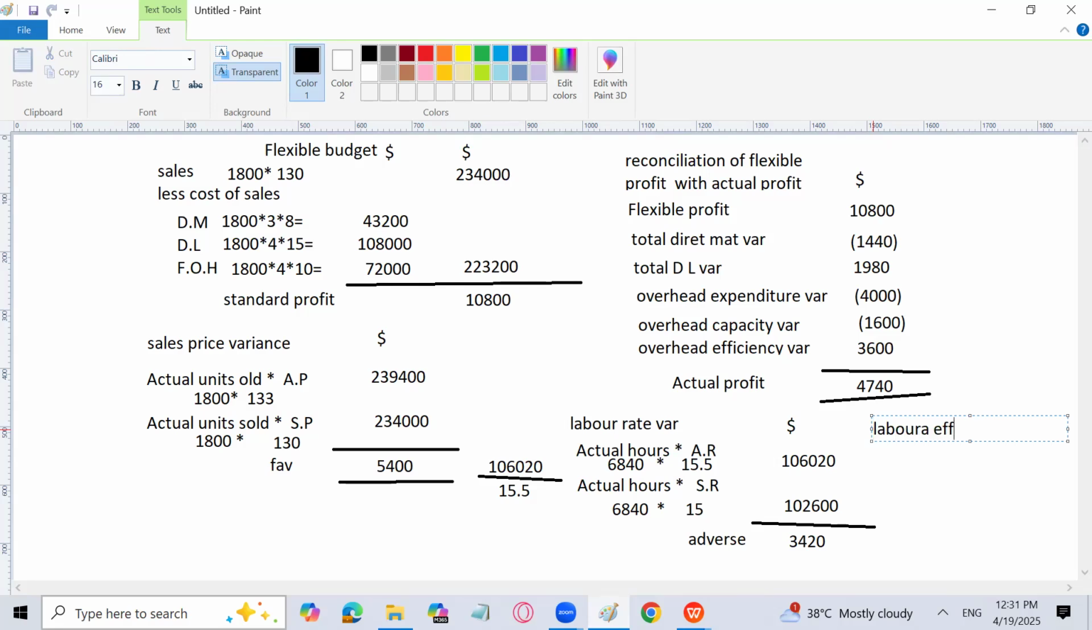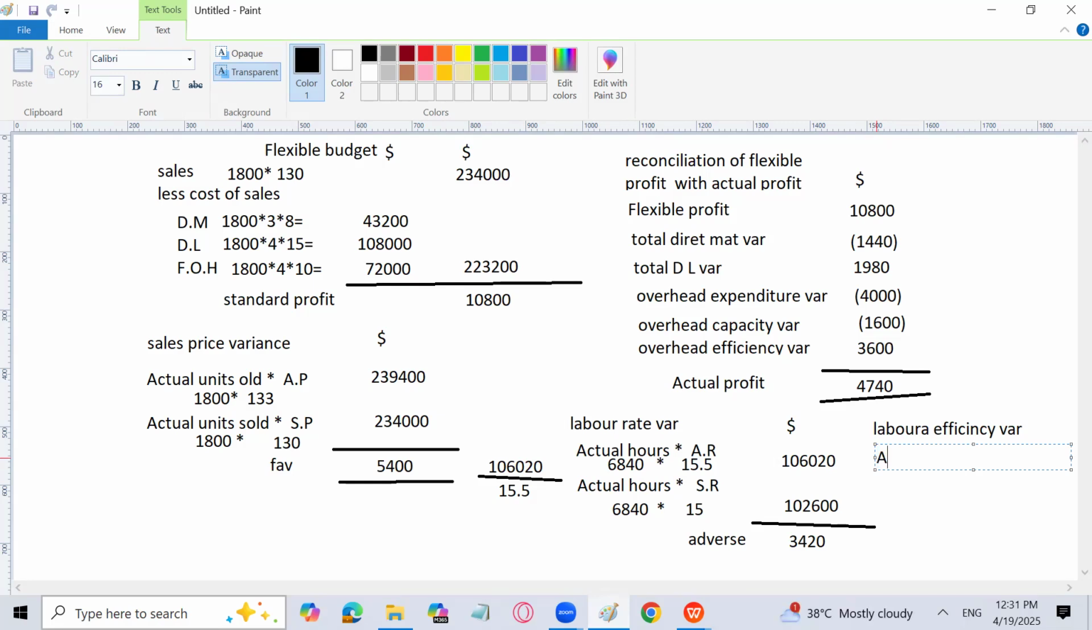Now I have to calculate the labor efficiency variance. But sir, that is adverse. It is said that it should be 1980 favorable. It is coming adverse, that too 3420. It is a combination of rate and efficiency variance. I haven't calculated the efficiency variance yet.